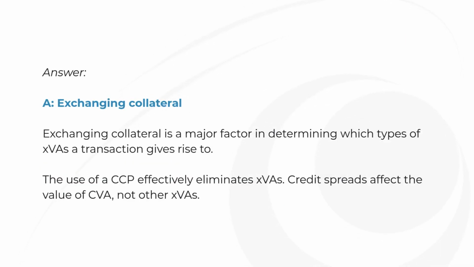Answer A. Exchanging collateral. Exchanging collateral is a major factor in determining which types of XVAs a transaction gives rise to. The use of a CCP effectively eliminates XVAs. Credit spreads affect the value of CVA, not other XVAs.